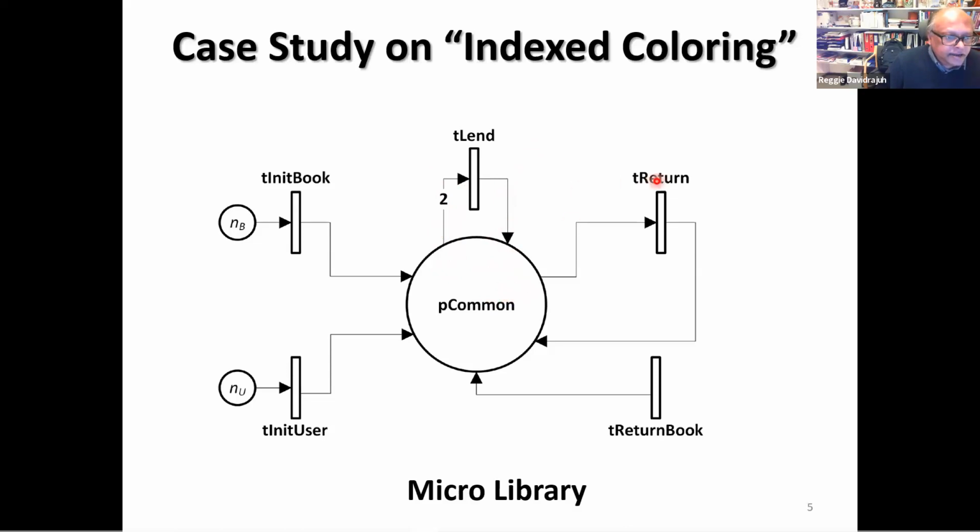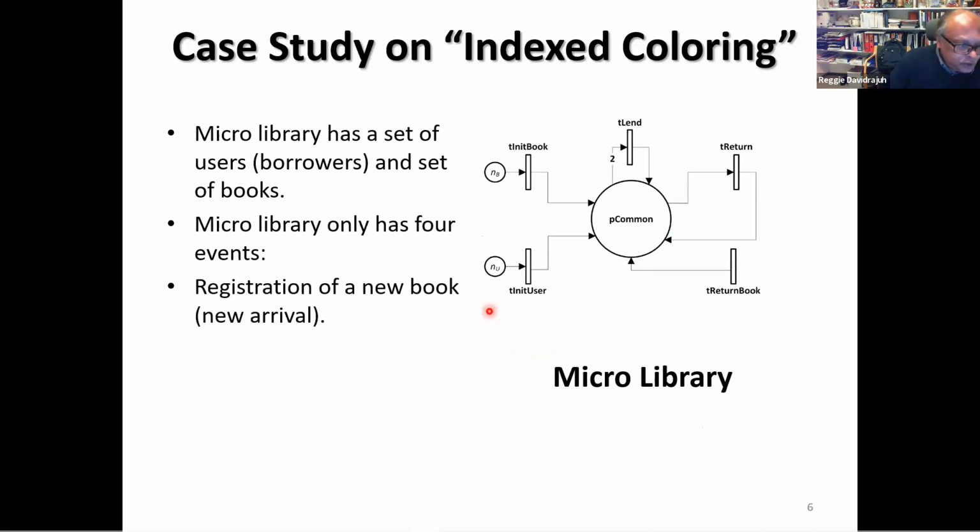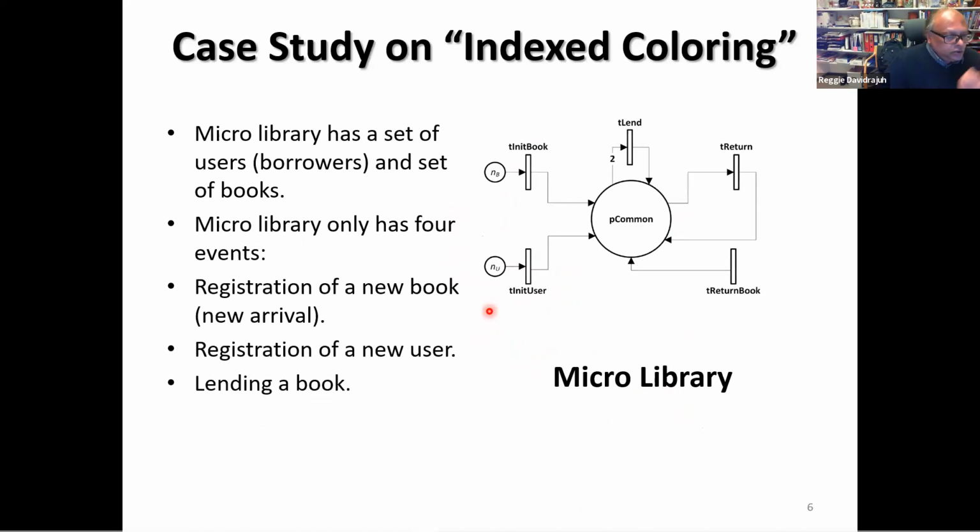After reading the book, they can return the book. The user becomes returnee, and the book is also returned. So this micro-library has very simple events. We have to register new books. We have to register new users. Users may lend a book, a couple of books, one after the other. The users return books.